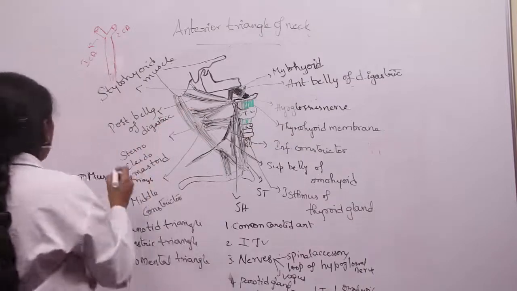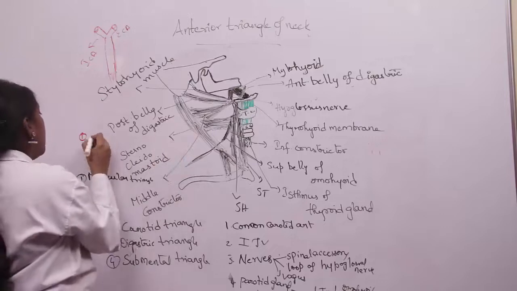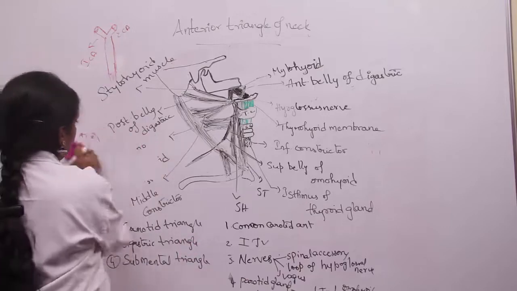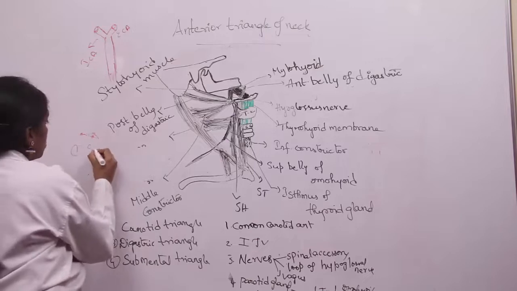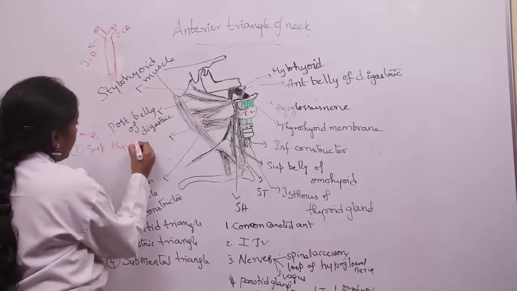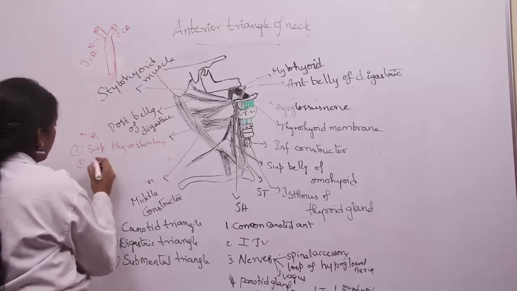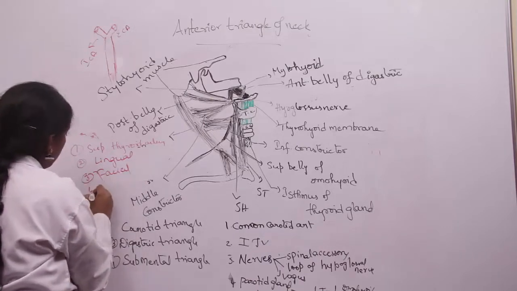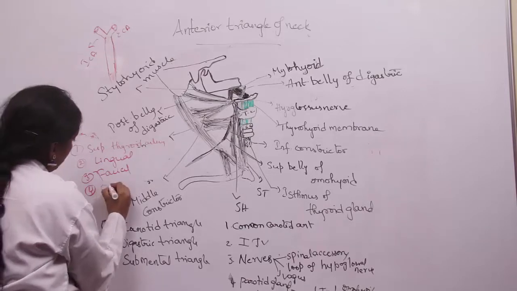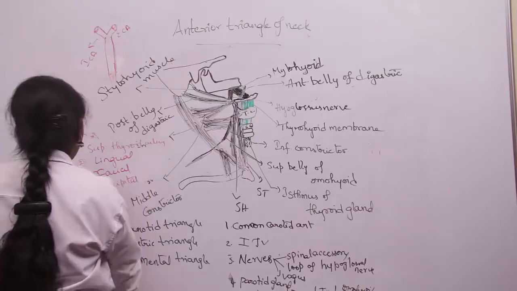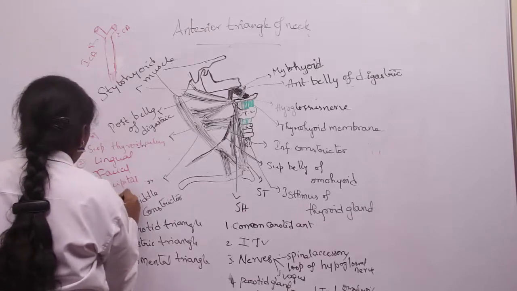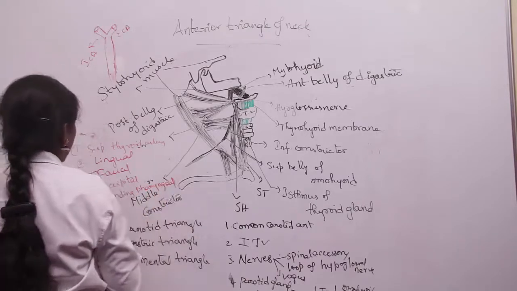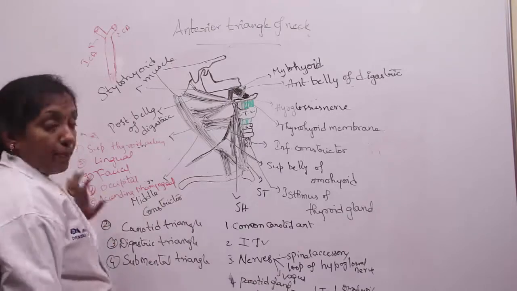So coming to the branches of the external carotid artery, in the carotid triangle we can see superior thyroid artery, lingual, facial, occipital, ascending pharyngeal. So we can see 5 branches in the carotid triangle.